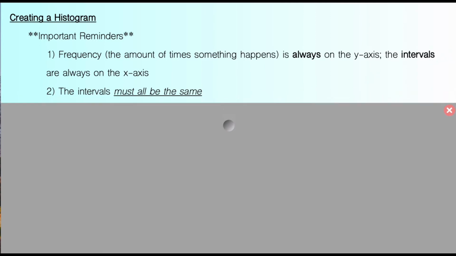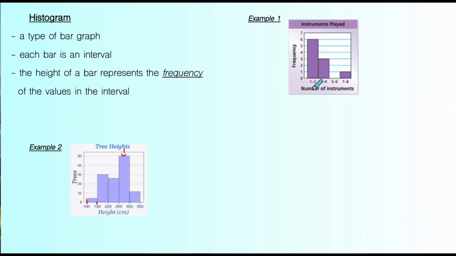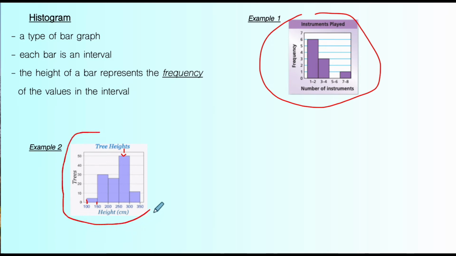You'll note that if we went back to the examples from before, in the instruments played example, these were all 1 to 2, 3 to 4, 5 to 6, 7 to 8. The interval ranged over two numbers. Down in this tree height example, all of the intervals were about 50 in length, 100 to 150, 150 to 200, 200 to 250, 250 to 300, etc.